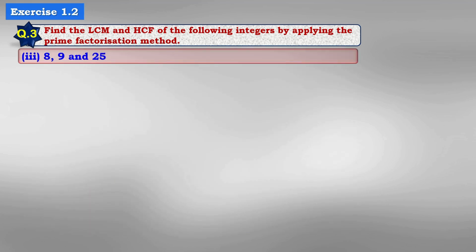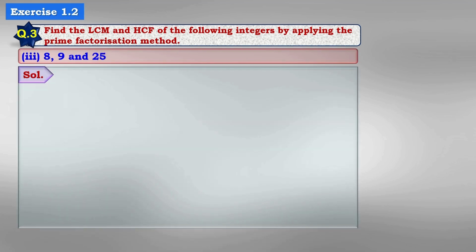Now the next question is 8, 9 and 25. We have to find the LCM and HCF. So first find the prime factors of 8: 2 to the power 3 into 1. For 9 it is 3 to the power 2 into 1. And 25 is 5 to the power 2 into 1.